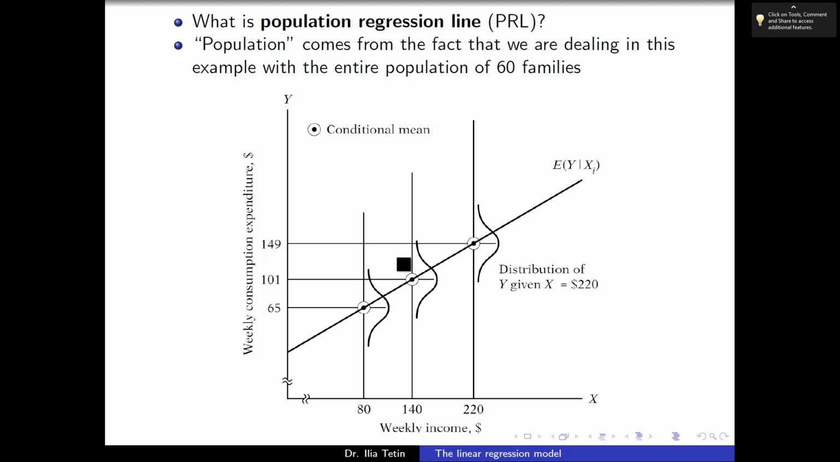All right, so this kind of regression line is the population regression line. So now the population is 60 families. Of course, we know that there are many more than 60 families in the country, in the world, but we are given this population, and we are trying to estimate the equation around those 60 families.